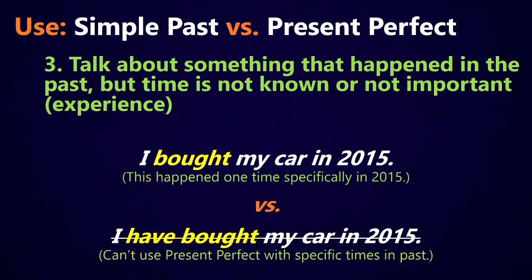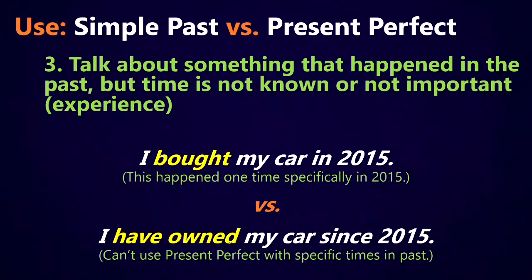So we can see that here again, if we say I bought my car in 2015, because I'm saying the year that I bought it, I want to use the past simple. But I can't say I have bought my car in 2015. So we can't use the present perfect when we're giving a specific time in the past.